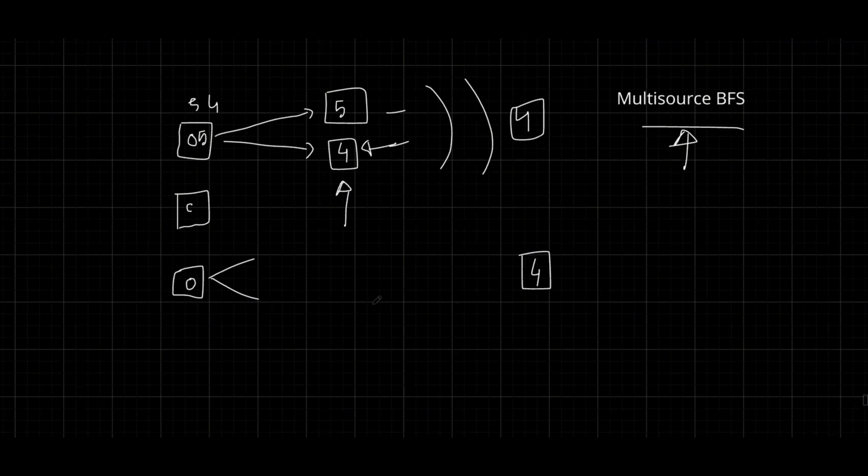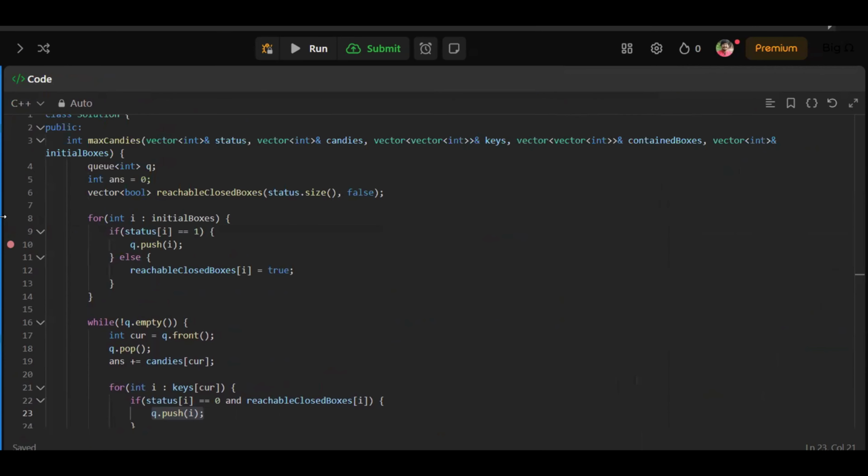So this is how basically we're going to solve this problem. I hope you understood the algorithm. Now let's move on to the code. In this problem, we are given a function named maxCandies, which has status, candies, keys, containedBoxes, and initialBoxes arrays. Now we are taking a queue to implement the BFS and initializing the answer variable to 0.